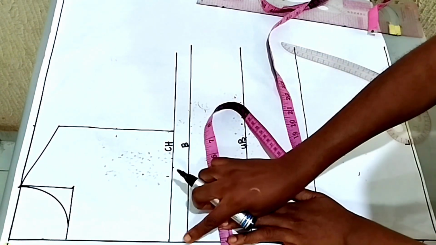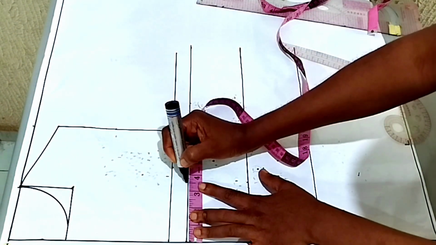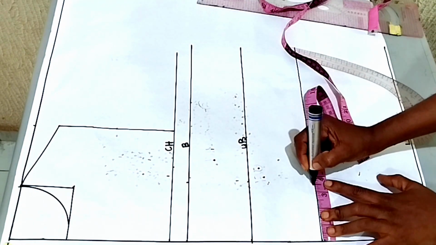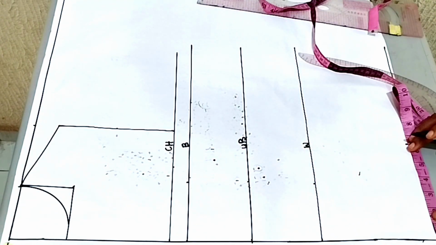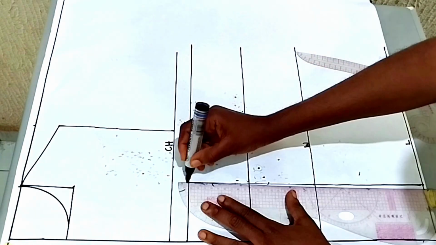So right now I have gotten it. The next thing I'll be doing is to get my nipple to nipple measurement, which we'll be using to get our dart. So guys, the nipple to nipple measurement divided by 2 is 3.5 for mine.